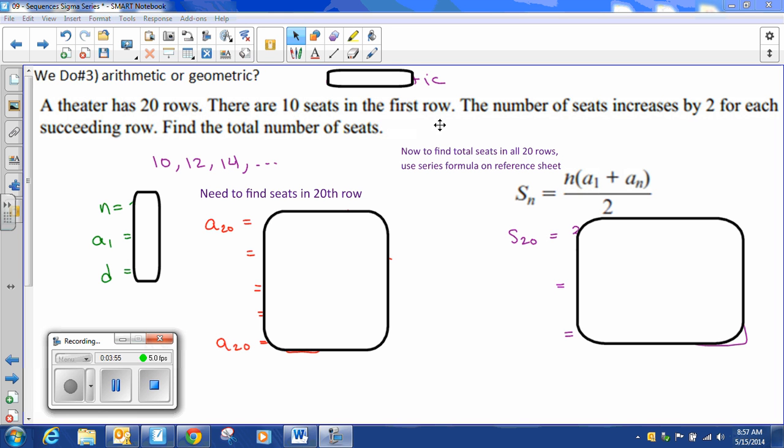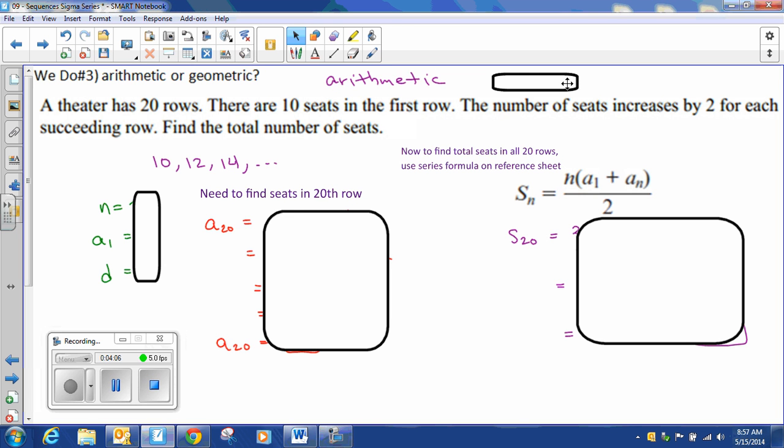Number 3, a theater has 20 rows. There are 10 seats in the first row. The number of seats increases by 2 for each succeeding row. Find the total number of seats. If the seats increase by 2 for each row, we know that this is arithmetic. There are 20 rows, so n equals 20. The first row has 10, so a sub 1 is 10. And the difference between each row is 2, so the common difference, d, equals 2.